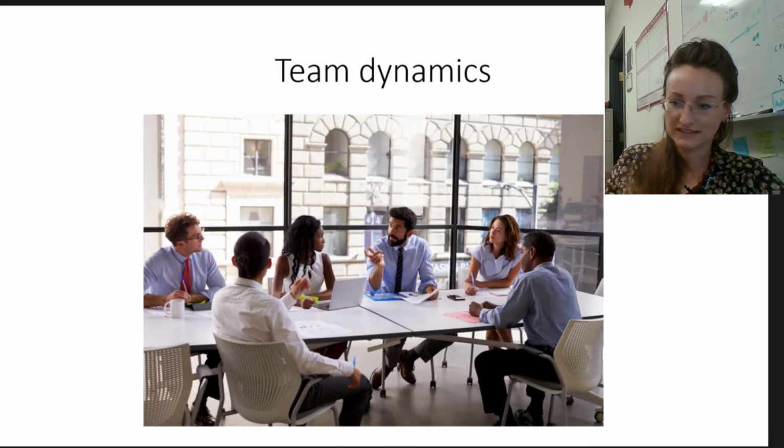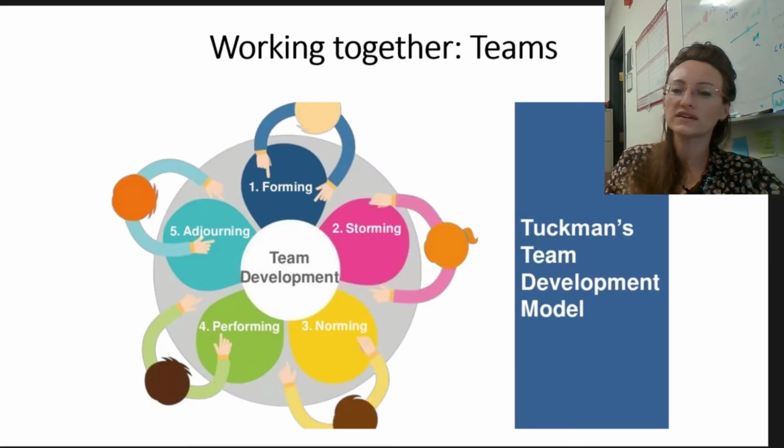Now that you're in your teams, please be kind to your teammates by putting in a satisfactory effort. Here's some information that I hope is helpful on team dynamics. According to Tuckman's model of team development, there are 5 stages of team development. They are forming, storming, norming, performing, and adjourning.